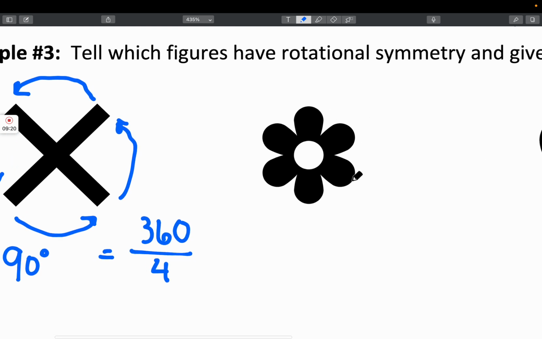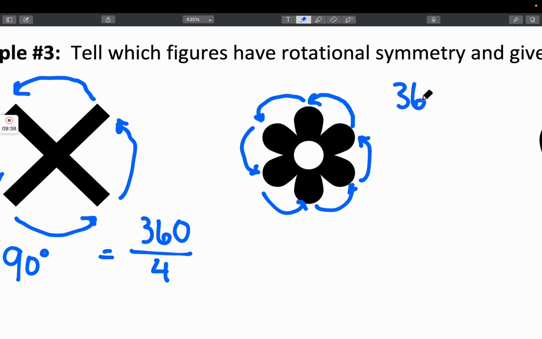So just like our fan up in the first example, this has a 90 degree rotational symmetry. All right, let's look at our little flower here. If we rotate this leaf up here to the top, that will map itself back onto the original figure. So that's 1 rotation. Here's a second, third, fourth, fifth, and sixth. So to find the degree of rotational symmetry, we're going to take 360 degrees and divide it by 6. When we do that, we get 60 degrees.